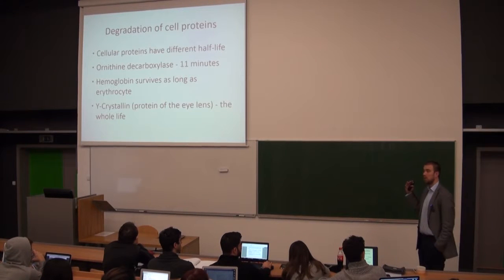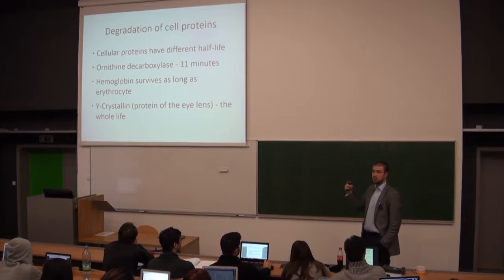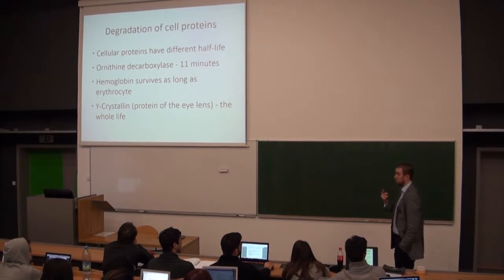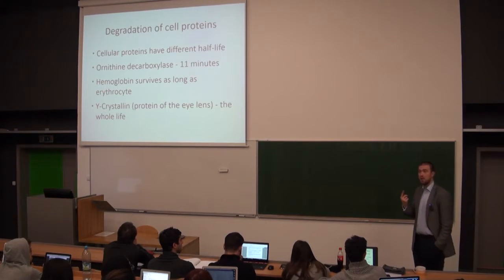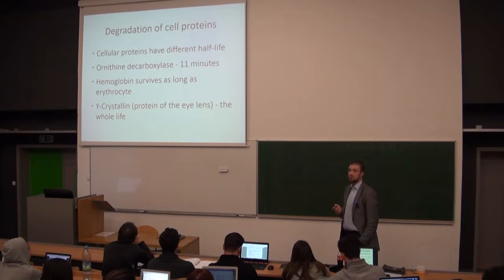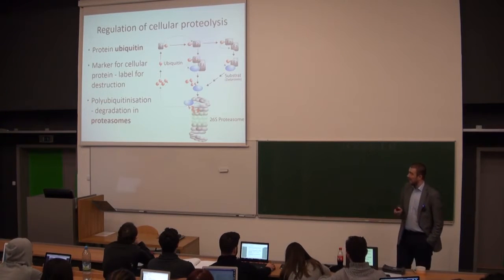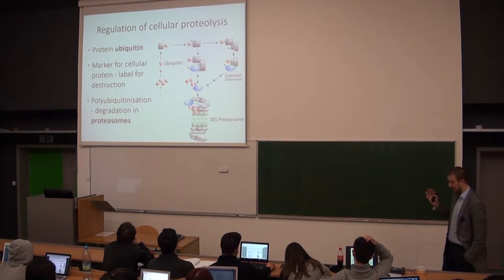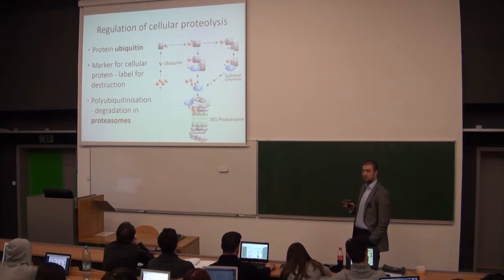And if you develop a problem in the lens, the only treatment is to remove the lens and put in a new lens, as we have no possibility to force any cells to repair the lens. Simply, there are no cells. And the good question is, how is this possible, as the different proteins have such different half-lives? The way it's regulated is the ubiquitin and proteasome system. Have you heard about it?